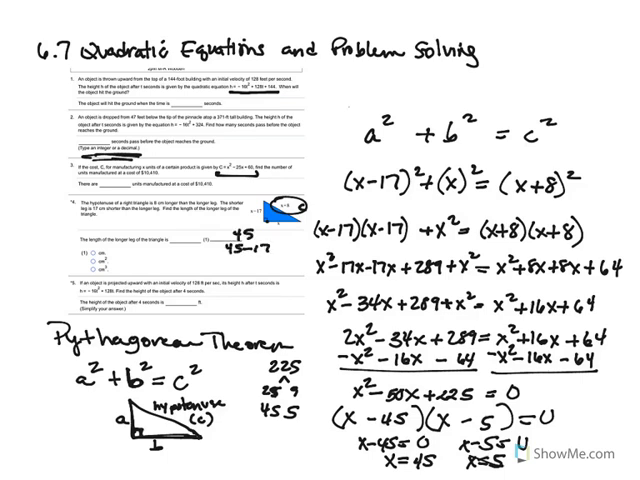And then 45 minus 17 is 28. And then 45 plus 8 is 53. So you would have all the sides of your triangle. The length of the longer leg is 45, so x is 45. And then I just found the other sides as well. You have 45, 28, and your hypotenuse is 53. And that's how you use the Pythagorean theorem. And that's problem solving.